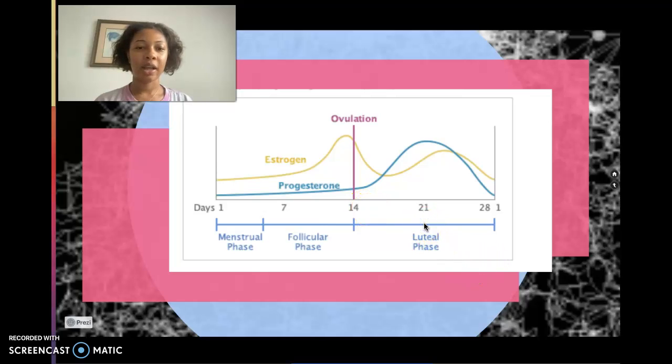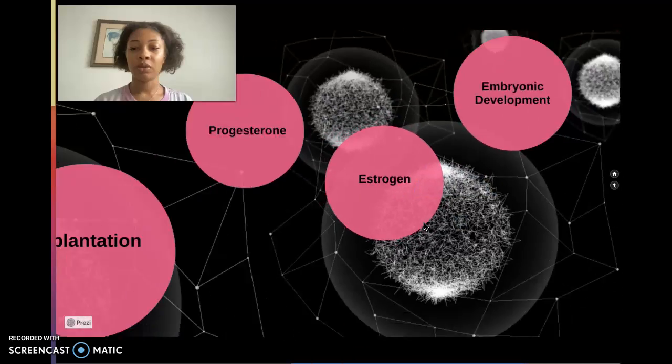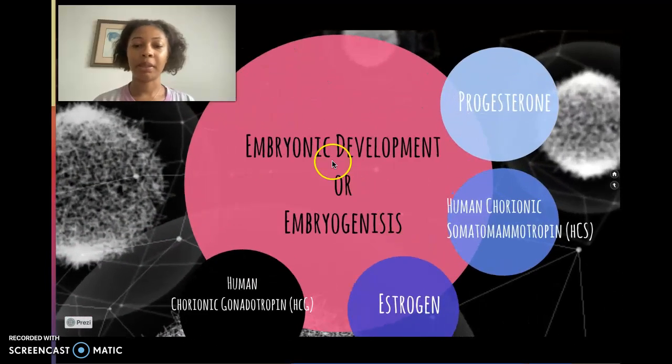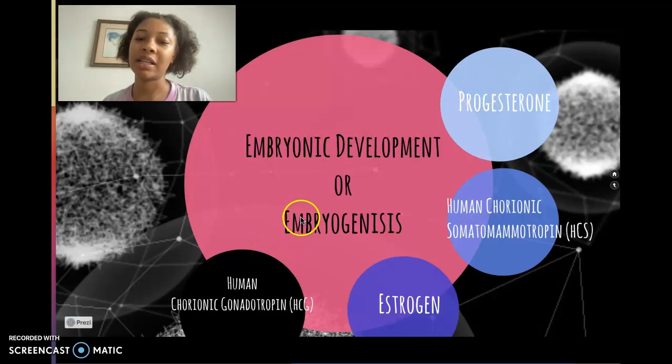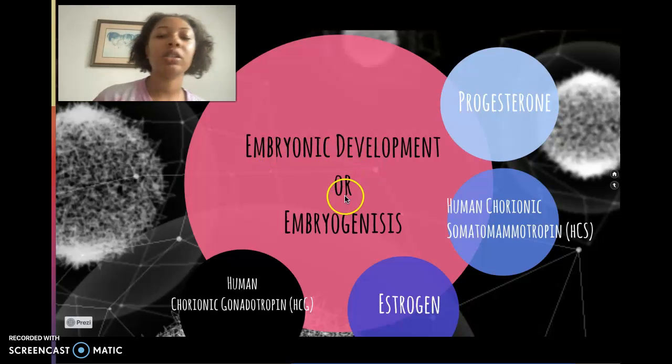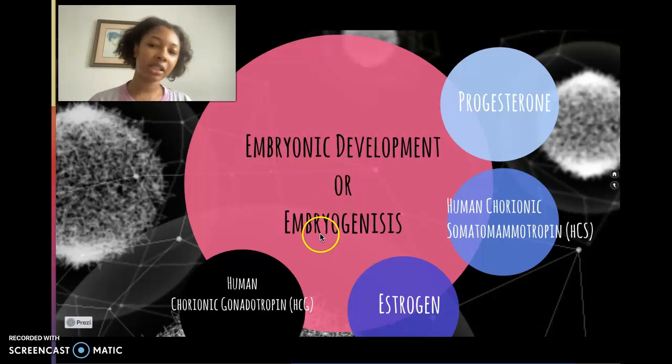So after implantation happens, you have an embryo and it begins to develop. There are 4 important hormones that go into this process, and embryonic development can also be called embryogenesis. Progesterone and estrogen are still going to be important in this process as well. In addition to these, you have human chorionic gonadotropin, also known as HCG. And HCG is what's going to be used to determine if you're pregnant in a pregnancy test.